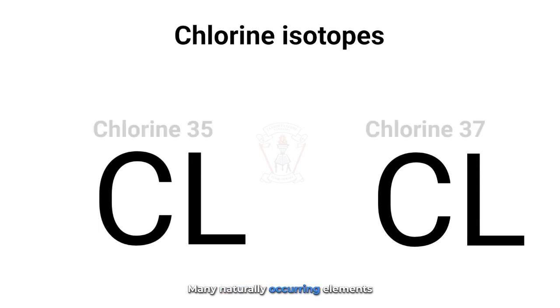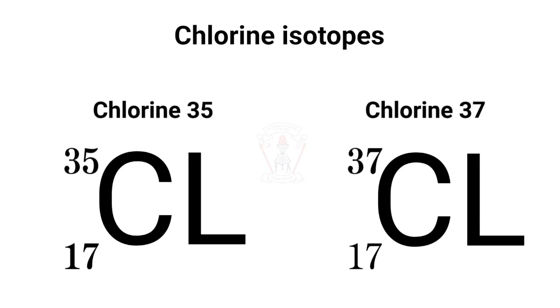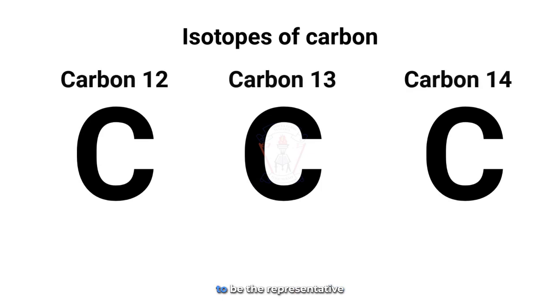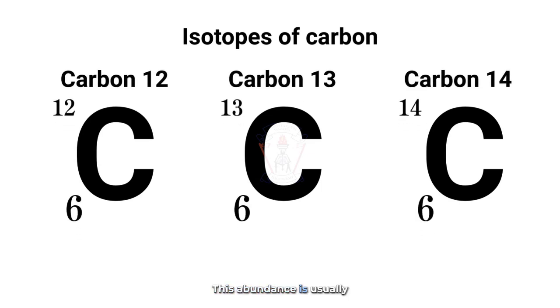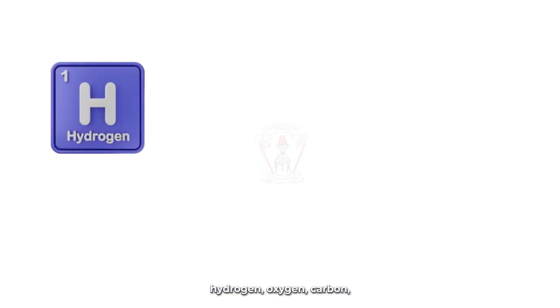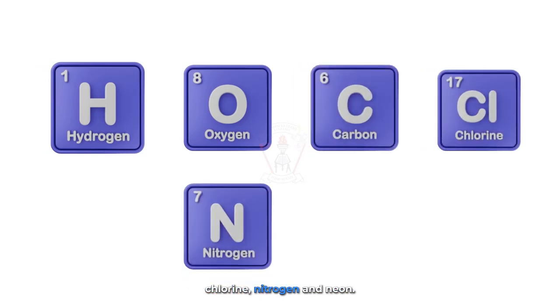Many naturally occurring elements usually exhibit isotopy. The most abundant isotope of an element is taken to be the representative of that element. This abundance is usually expressed as a percentage. Examples of common elements that display isotopy are hydrogen, oxygen, carbon, chlorine, nitrogen, and neon.